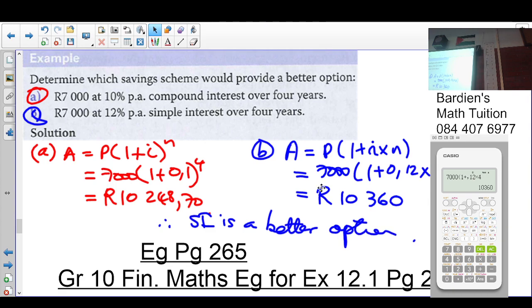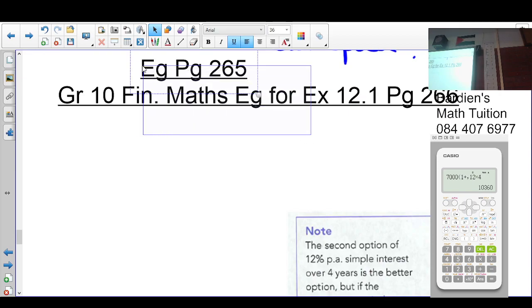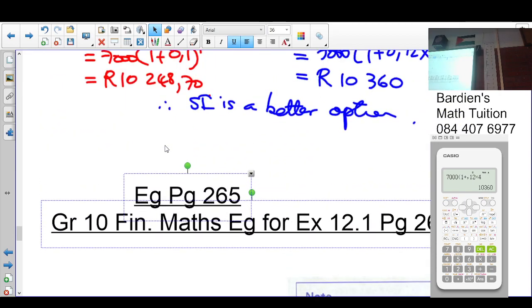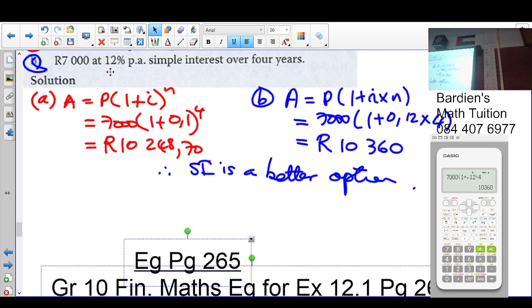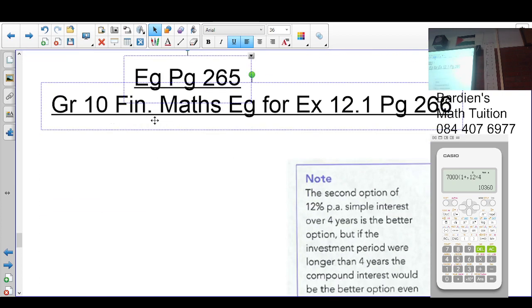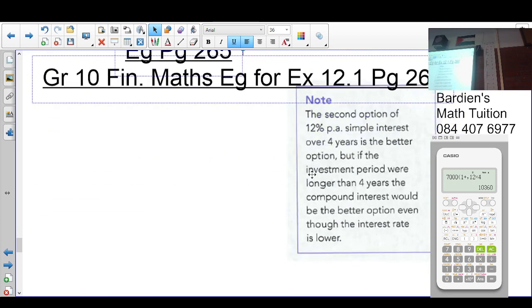Okay. Do you guys understand? Again, if it's payment, then I would rather want to pay this, no? Because it's less.